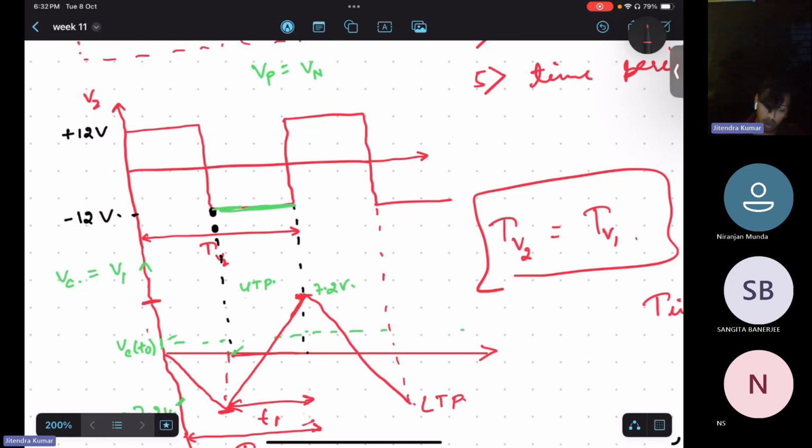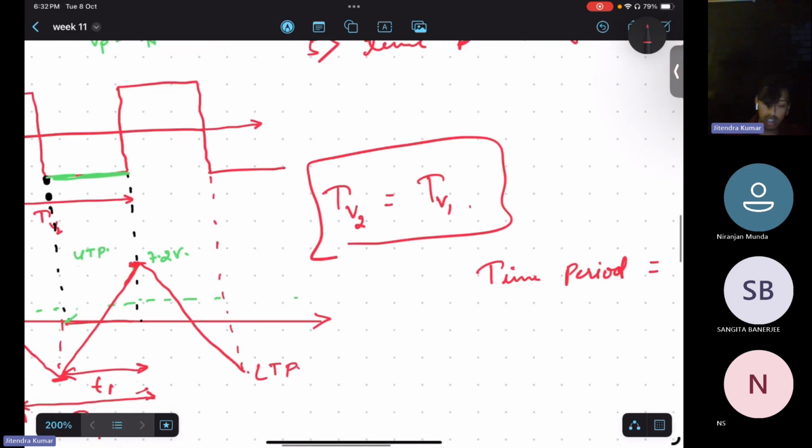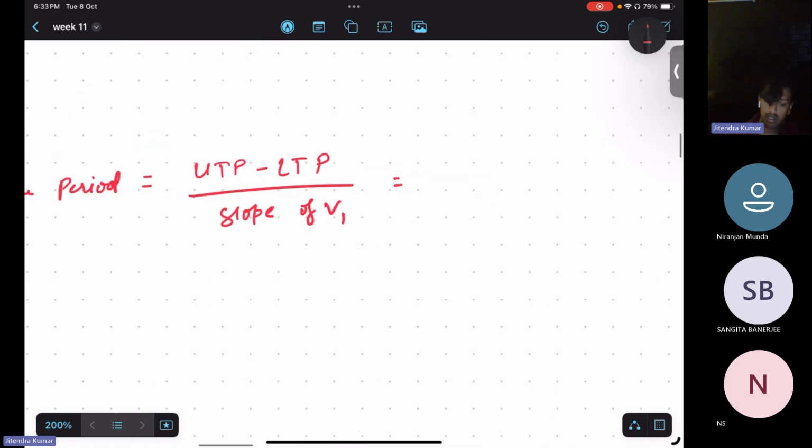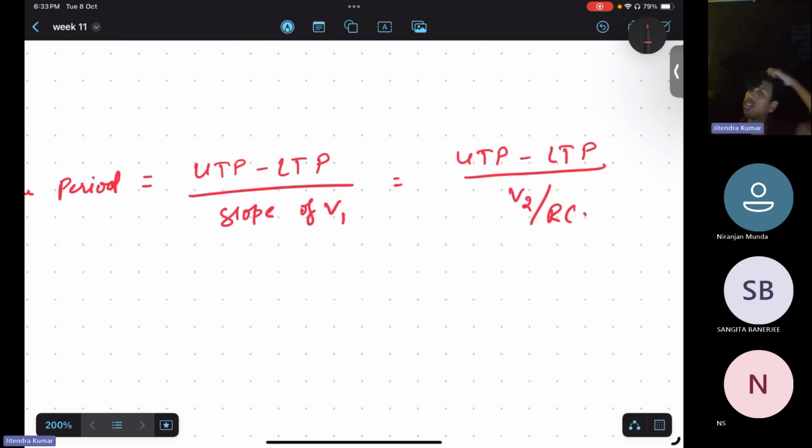What is the slope? We know it in terms of numbers, but in terms of expressions, in terms of capacitor value, if there is finite capacitance, then how much will it be? RC. Yeah, exactly. So V2 by RC. So this is the slope of V1, isn't it? So it will be UTP minus LTP divided by V2 by RC, or V supply by RC.